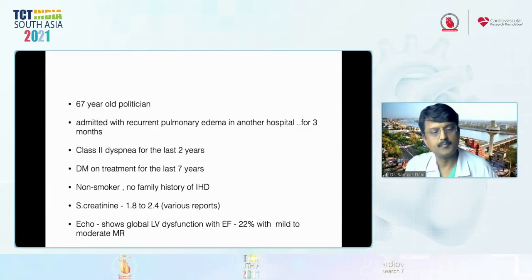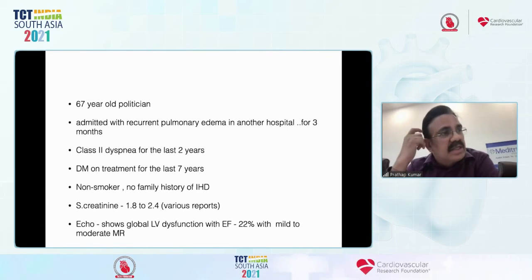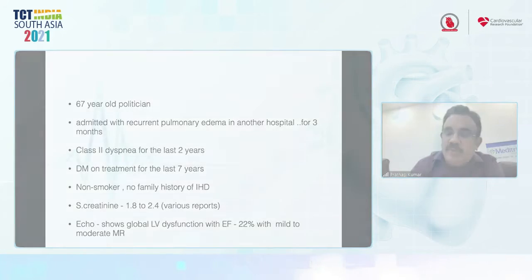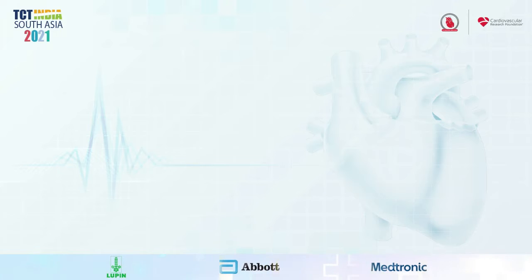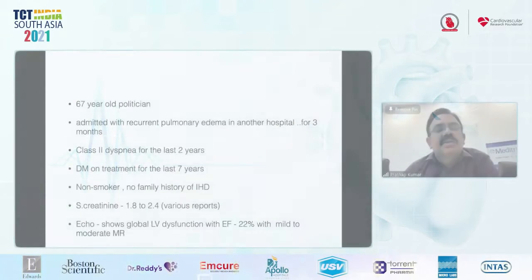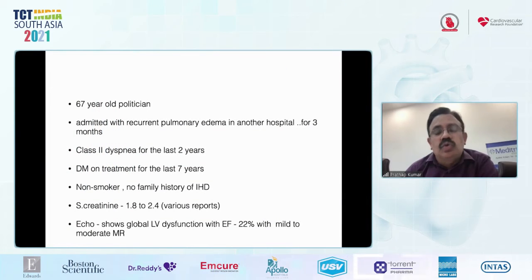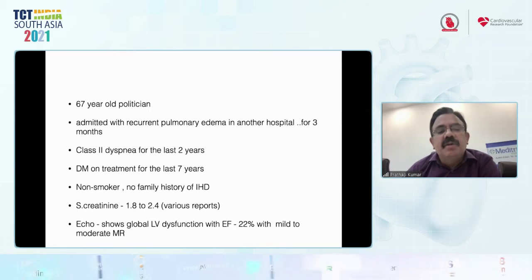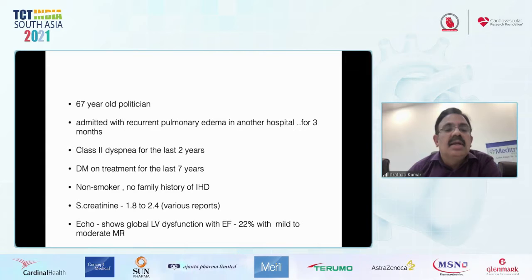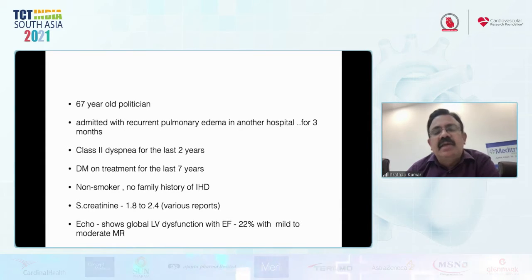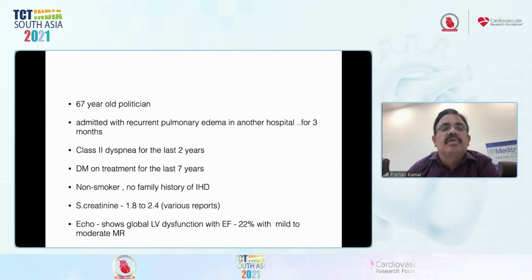I'm just presenting one case which was actually done in 2016, and there was a regular follow-up for the last 4 years. A 67-year-old politician with breathlessness and recurrent pulmonary edema in 3 months. The patient had dyspnea for the last 2 years before 2016, that is from 2014 onwards. He was diabetic from 2005. Creatinine was varying, 1.8 to 2.4, with an echo of LV dysfunction of 22% with mild to moderate MR.